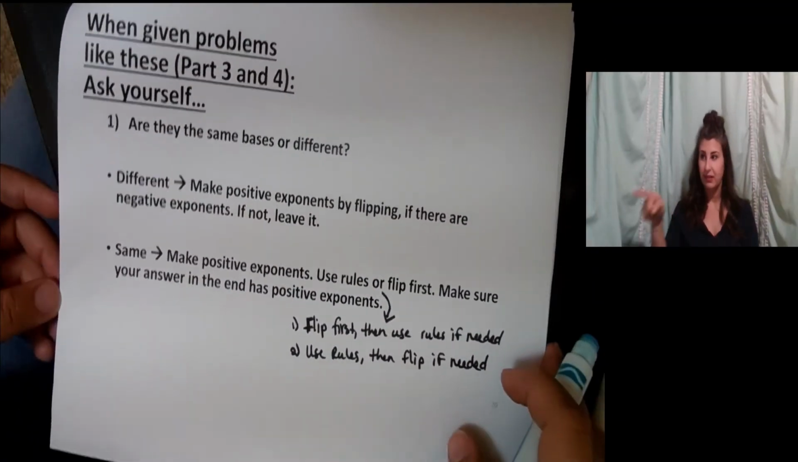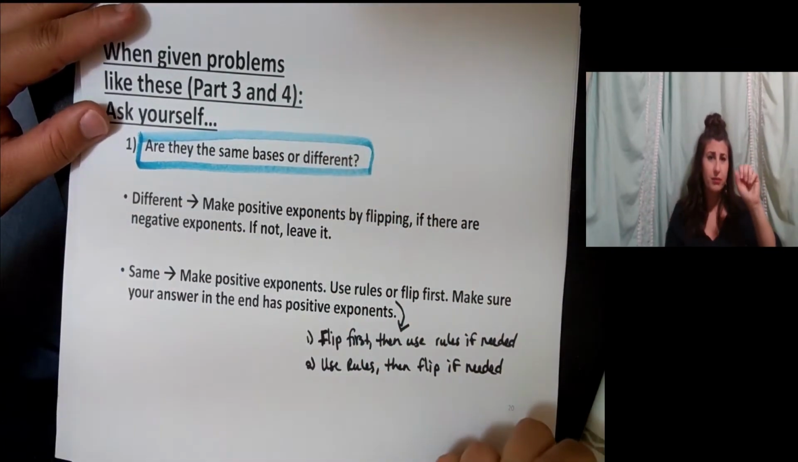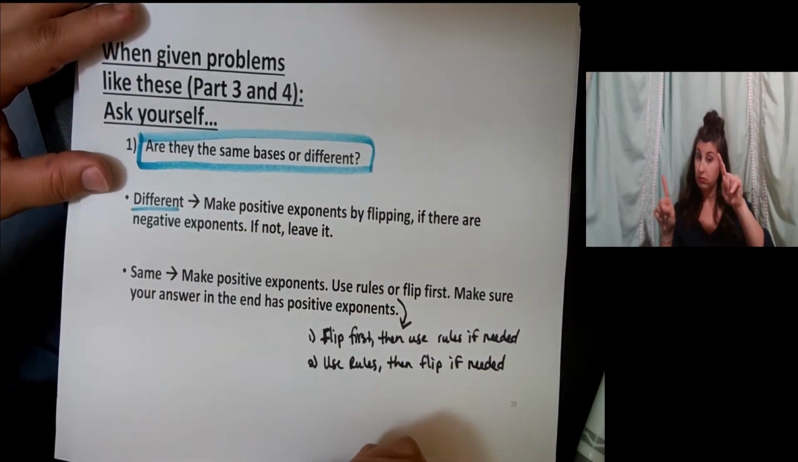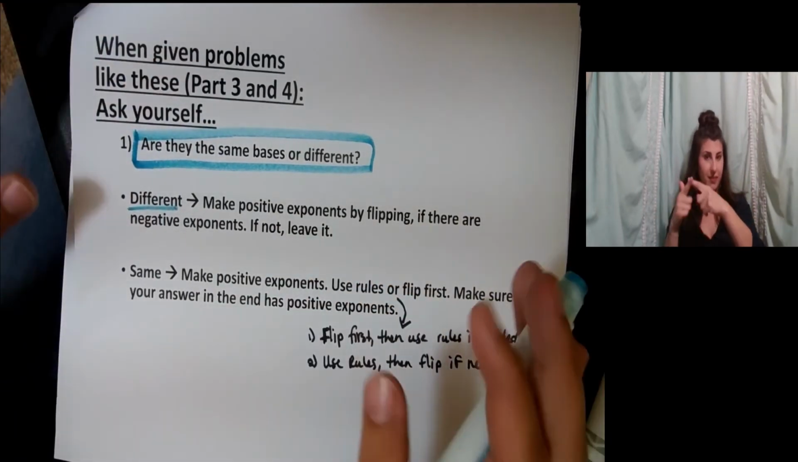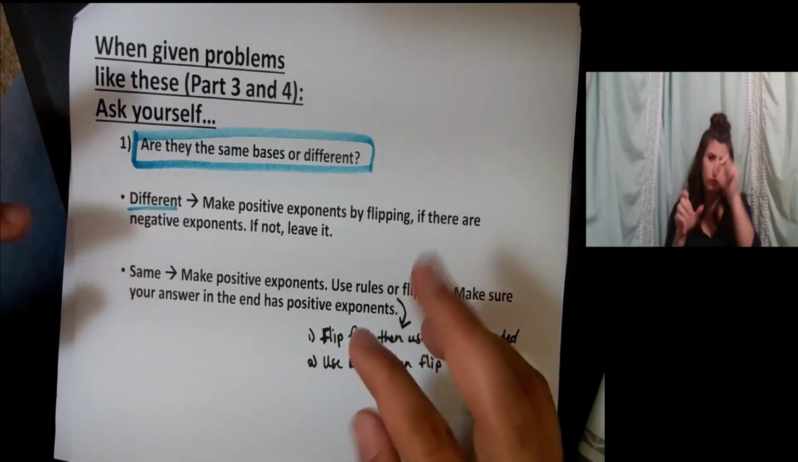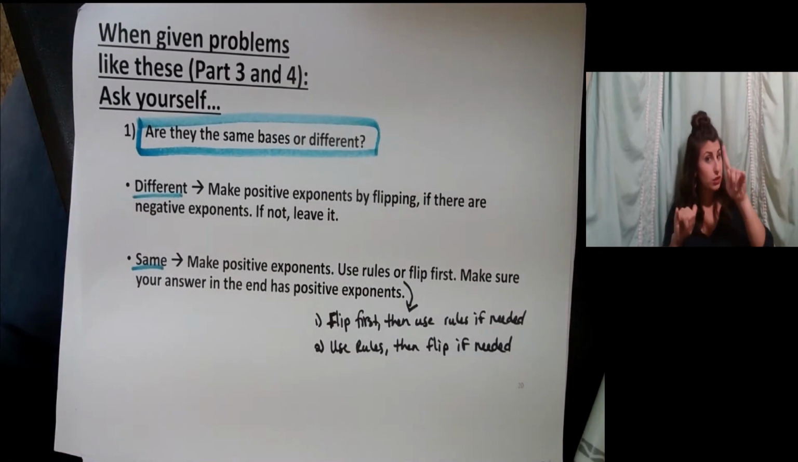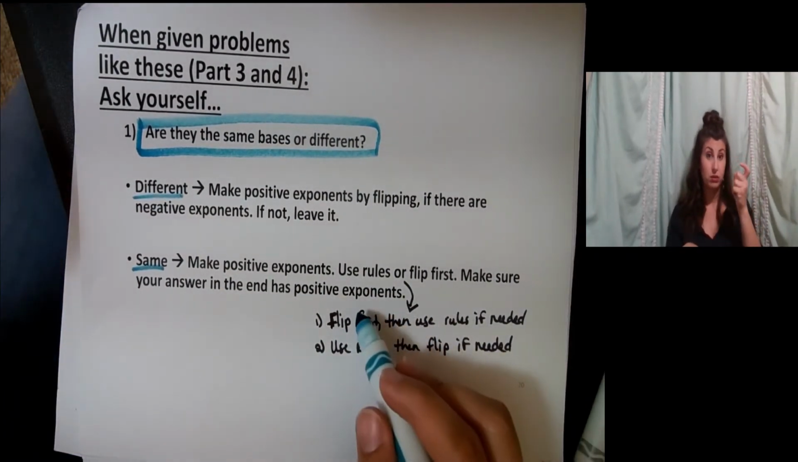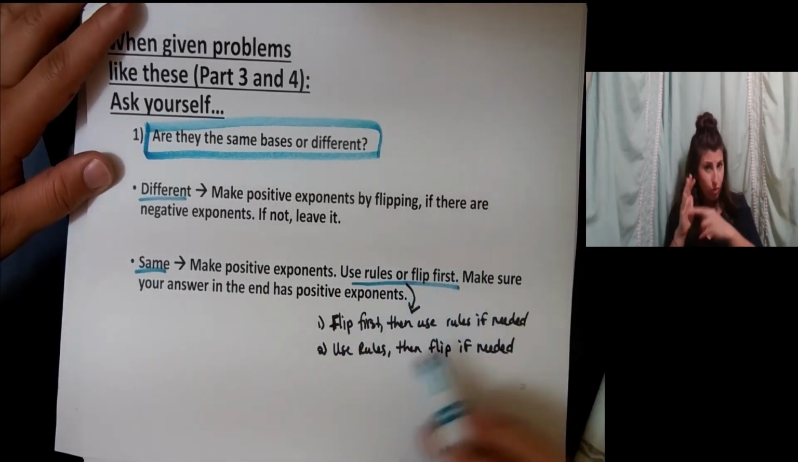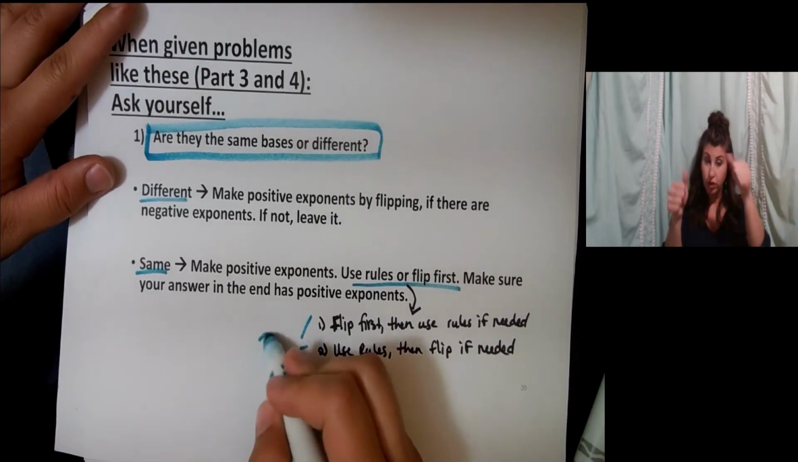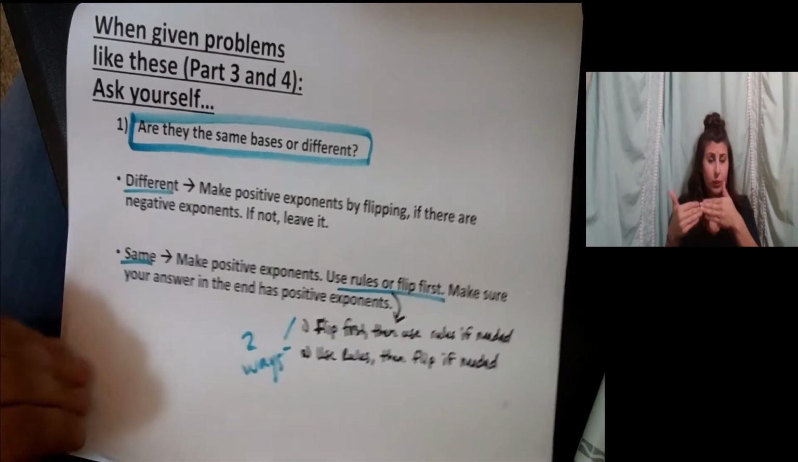All right, so this slide again. Ask yourself, are they the same or different bases? If they're different, make sure you have positive exponents, and then you're done. If you have negatives, then you have to flip. Now, if they're the same, you still need to make positive exponents, and you need to simplify it. But use rules or flip first, up to you. Remember, you have 2 options. There's 2 ways to do it. You have lots of options here to choose what's best for you.